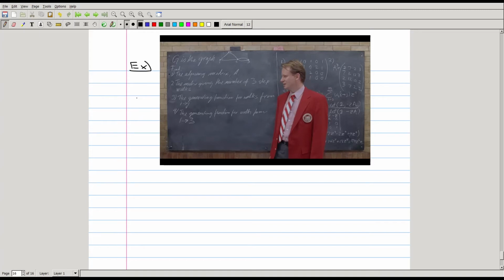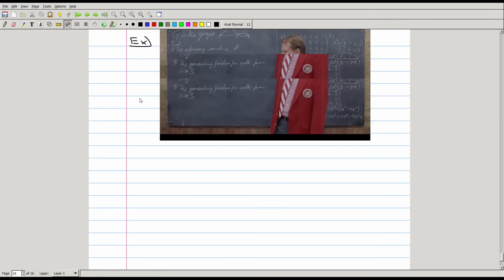Now, 1 and 2 are within the realm of us doing right now. 2, 3, and 4, not so much, because we haven't talked about generating functions. But if you're interested, this is in chapter 8 of the book. This is an advanced method for counting, or combinatorics. Very, very useful. 3 and 4 also require a little bit more linear algebra than we necessarily have. So we're just going to stick with 1 and 2 here.